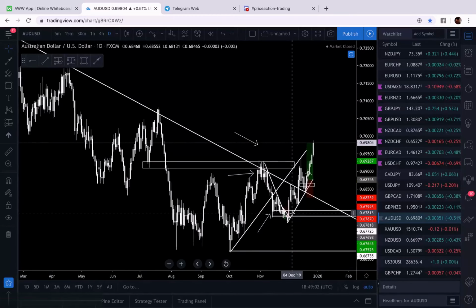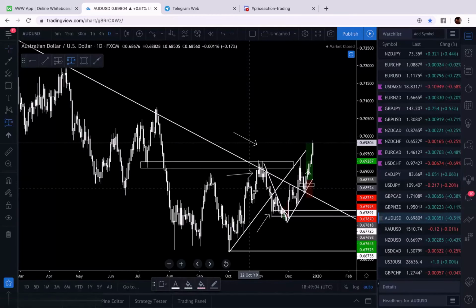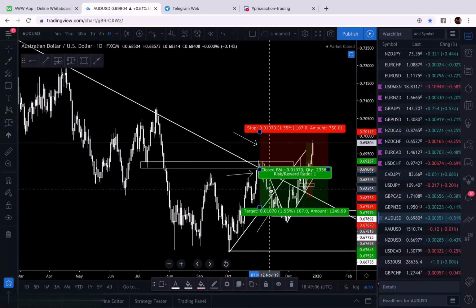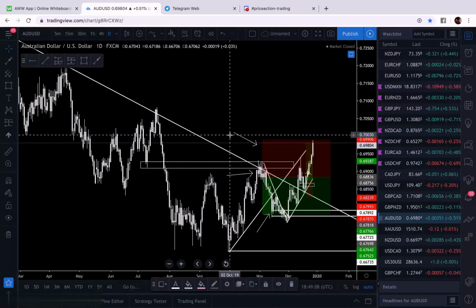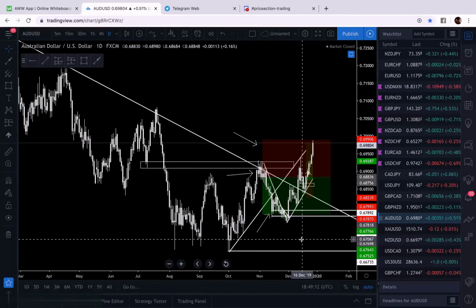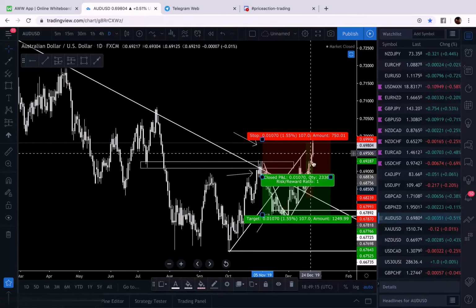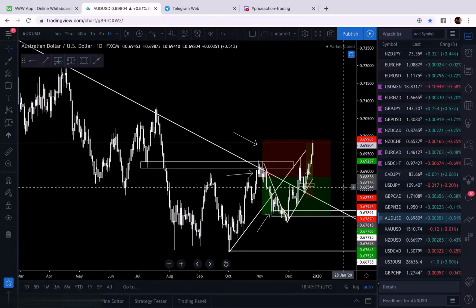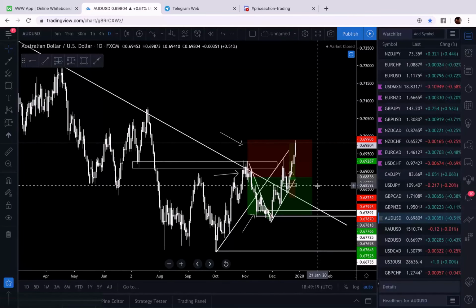If you're just using a simple 1-to-1 risk reward ratio and you entered, let's just say, down here as price started moving away, if you had your stop loss up there and then your target down here, price would have plummeted into your target within a few days. And this is just with a 1-to-1 risk reward ratio. So that being said, this one looks pretty good.